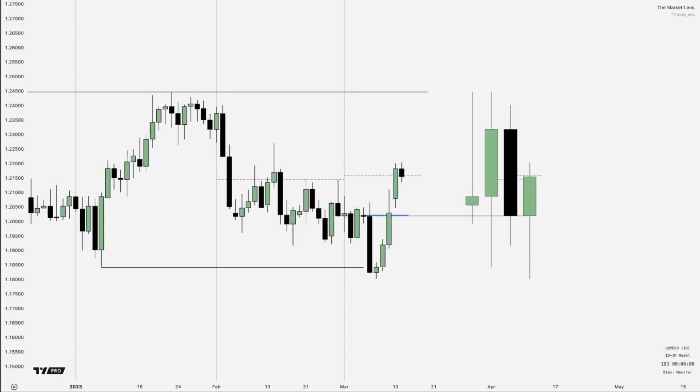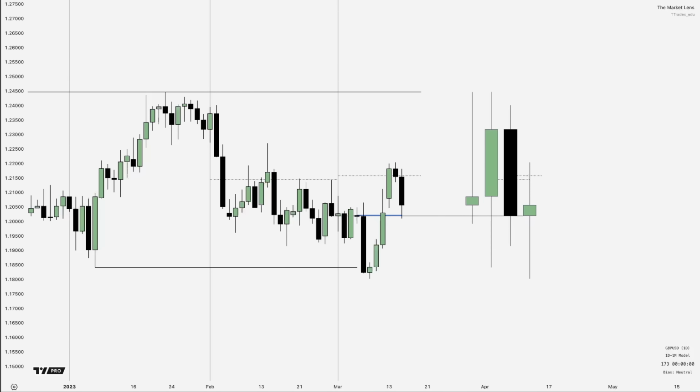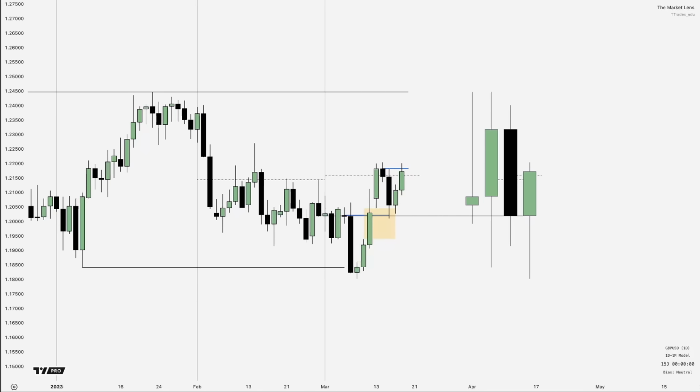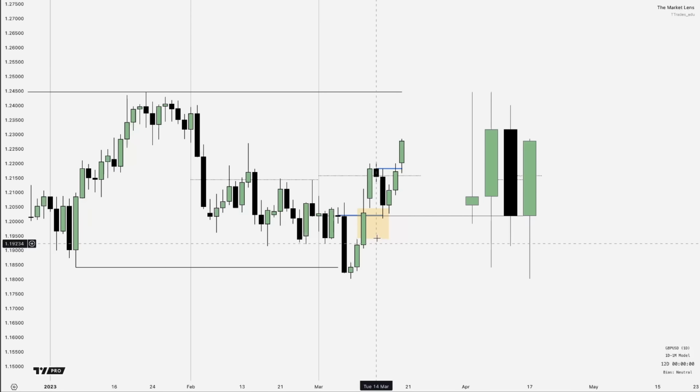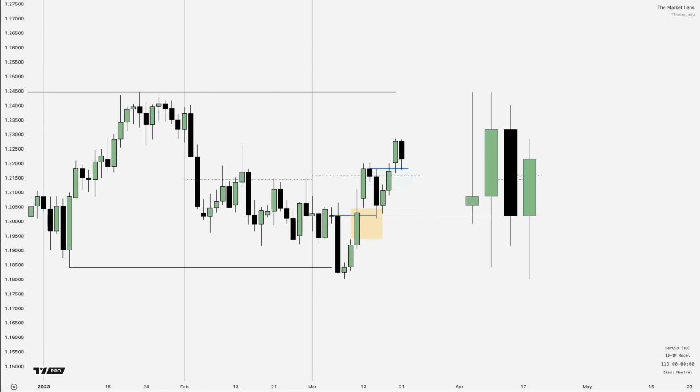So here we get that displacement higher. We reach back into this fair value gap here. We have down close candles. So if we close over these series of down close candles into an important level, that would form a new opposing candle or order block. And there we do get that closure. So now I'd anticipate this low to be hit. Let's see if we get another continuation.